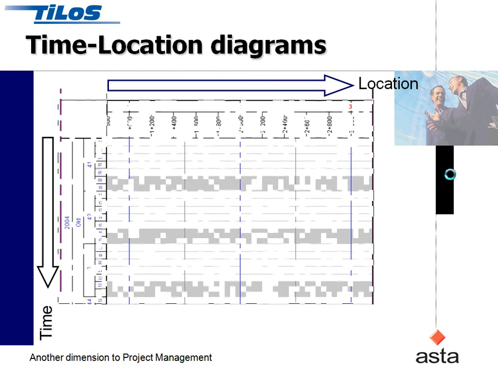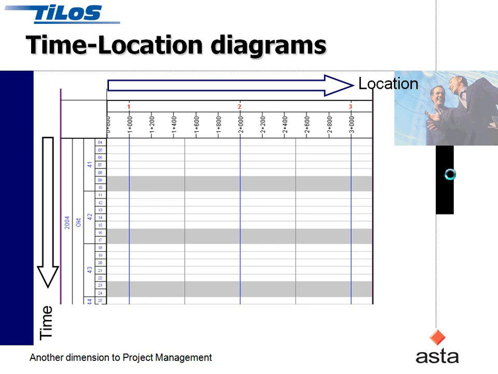But if we're looking at this as a linear project, we need to plot that on a grid where we've got distance in one dimension and time in the other. And with Tilos, we can switch those axes around.